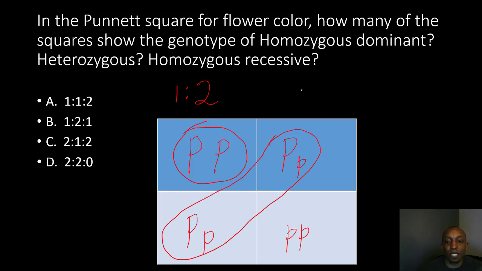And then how many are homozygous recessive? We have 1 that is homozygous recessive. So our ratio, it would be 1 to 1. So our answer would be B.